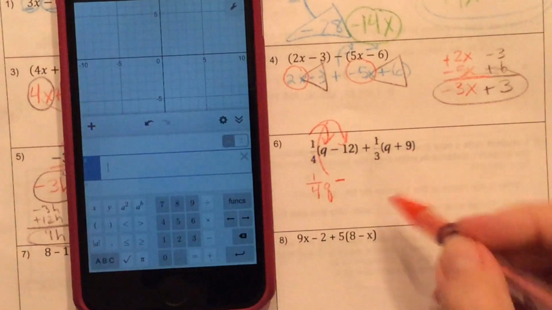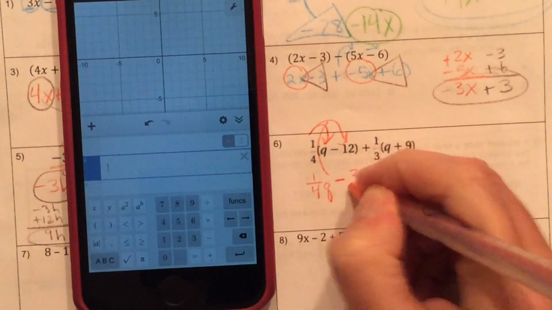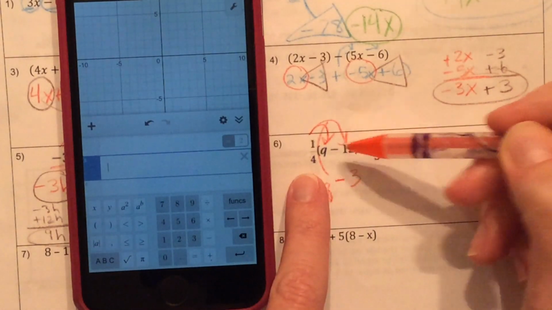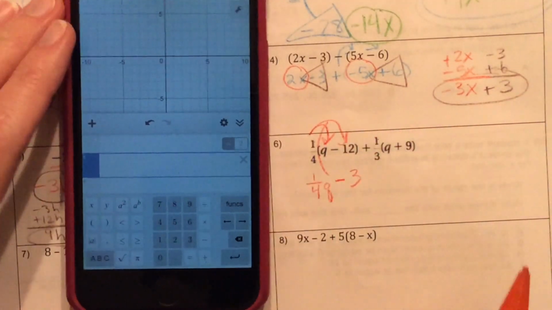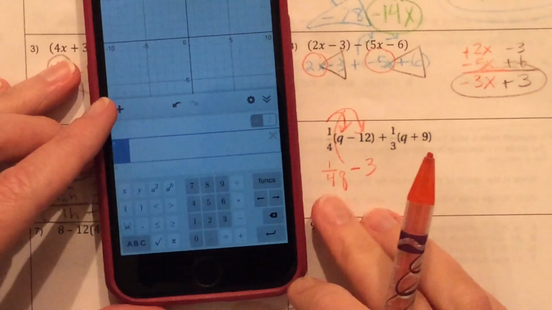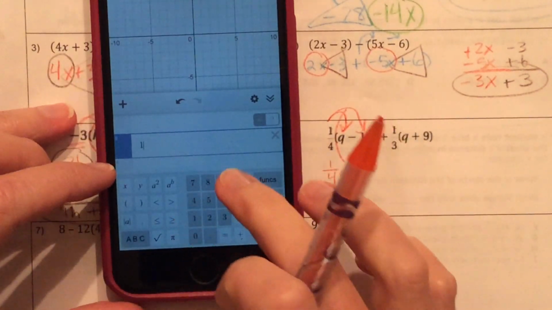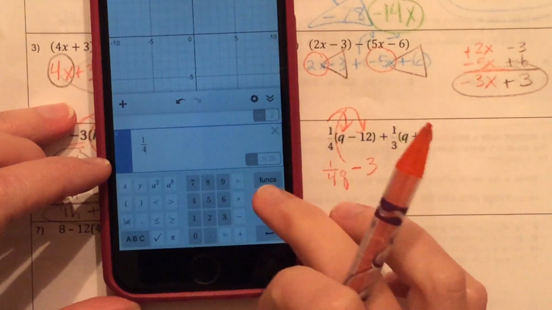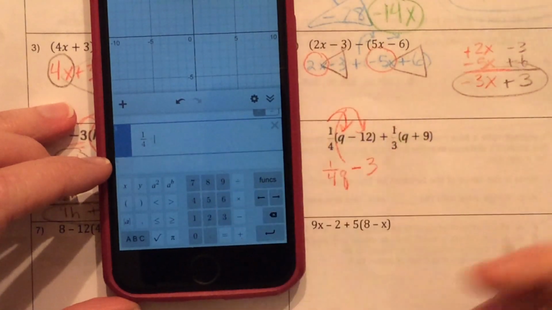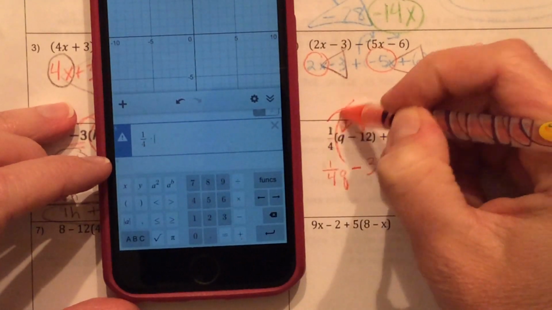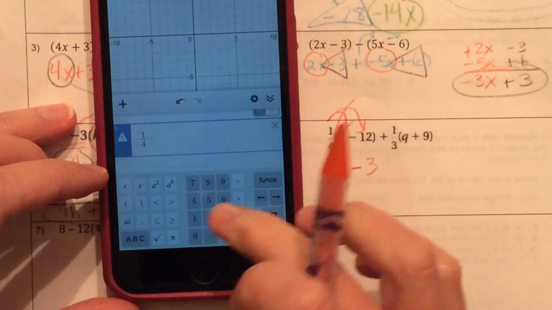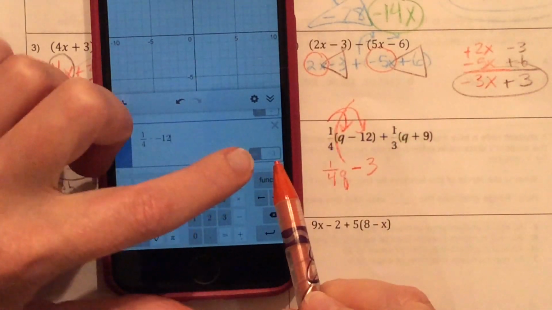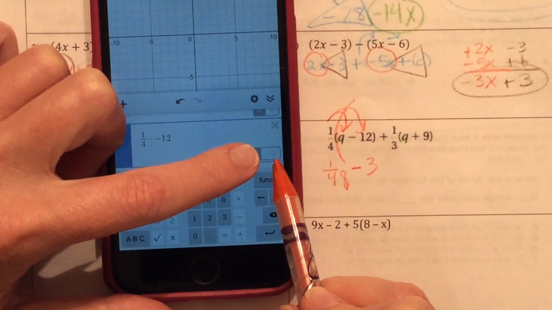And then I know that this answer is going to be a 3 because I know that I can reduce diagonally. If you don't know that, you can take it out to the side and do it by hand, or you can actually just type it in. 1/4, and then we're multiplying, because every time we go across that parentheses, we say times, and then a -12. And you can see that we got a -3 right here.